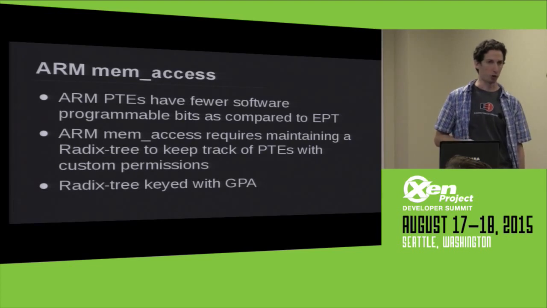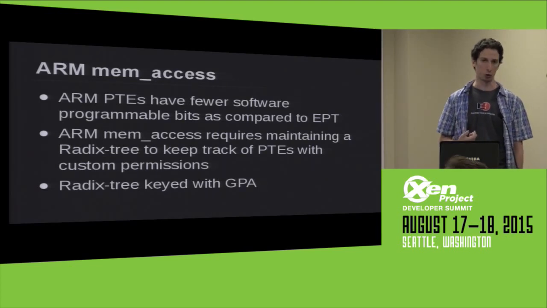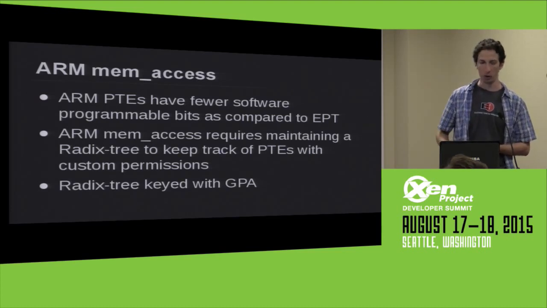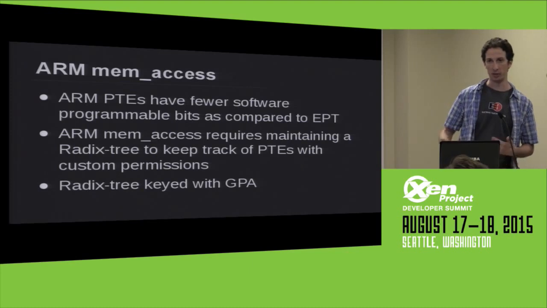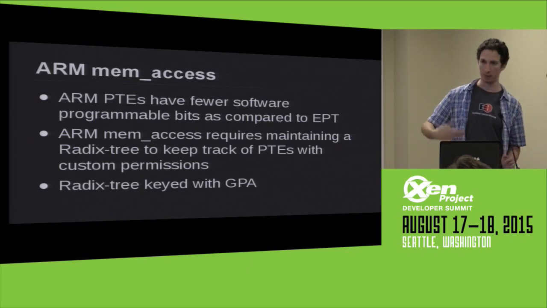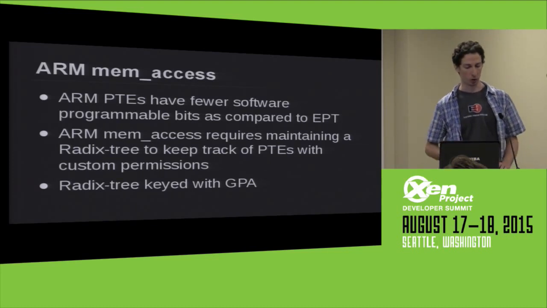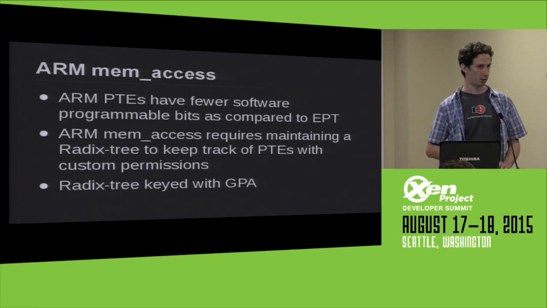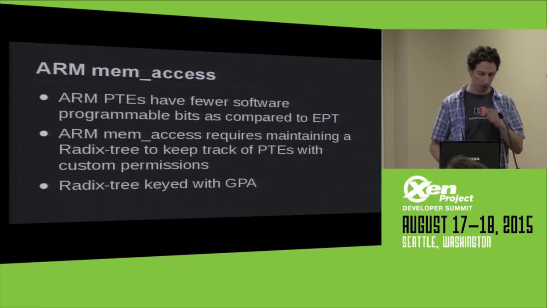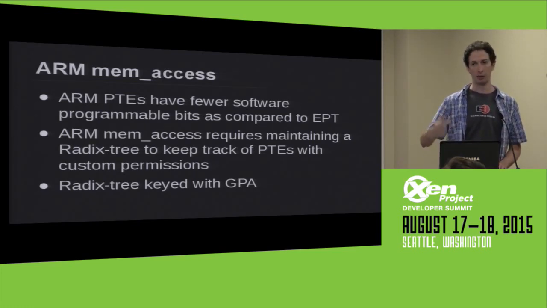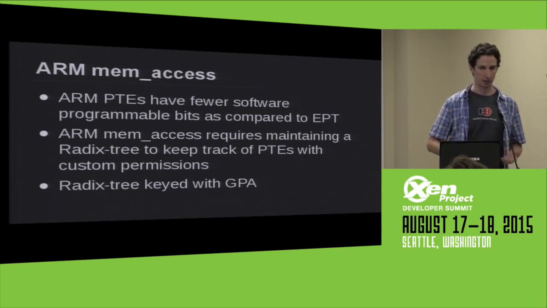On ARM, unfortunately, we don't have those bits available, so we have to store our custom permissions. Otherwise, we would not be able to tell what was the default permission for that page table entry, so we would not be able to differentiate between artificial traps that we set, that we want to forward to the listener, versus the ones that happen just because that's how the VM is set up natively. So those mem access permissions on ARM are stored in a radix tree, separate from the page table entries. And whenever there's a violation, we'll look up what the permissions were by using the guest physical address as a key to see if there's anything there.